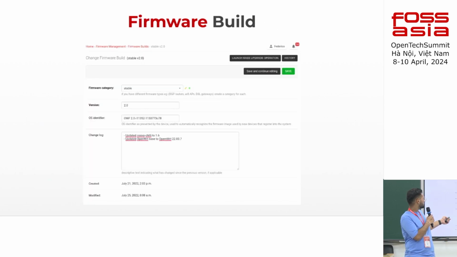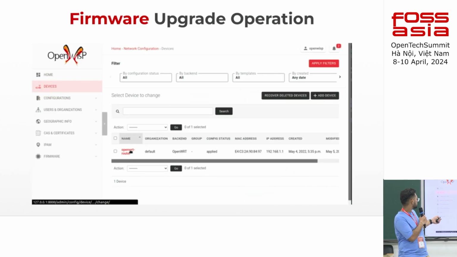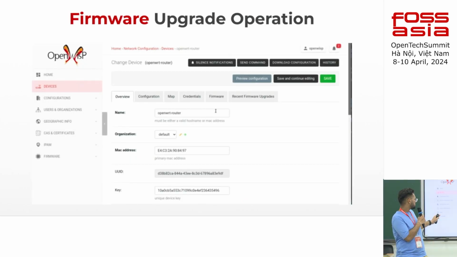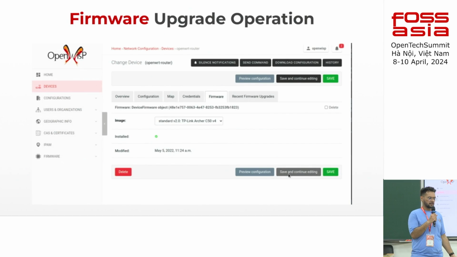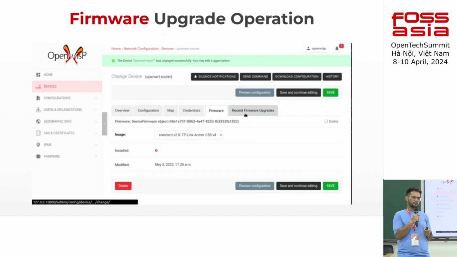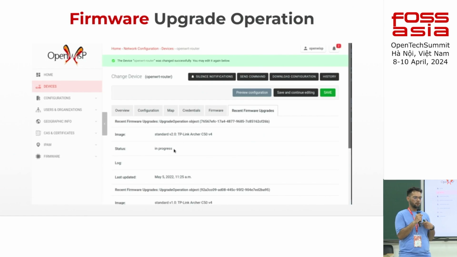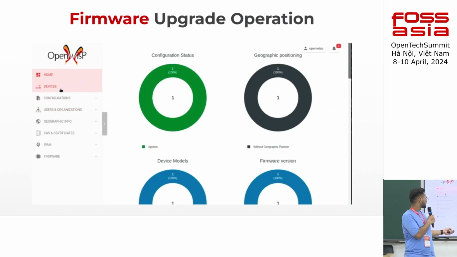There are a few different concepts. One is build. You will just upload the firmware image here, and then you will apply the image to the device, and you just click on save, and then OpenWISP will handle the firmware upgrade process. It will push the file on the device, and it will upgrade the device, right?